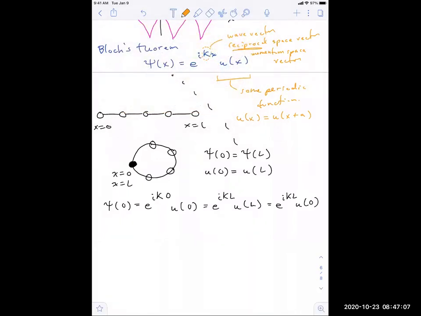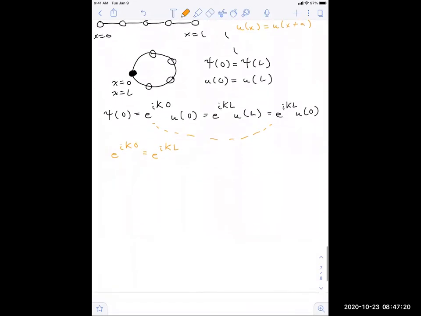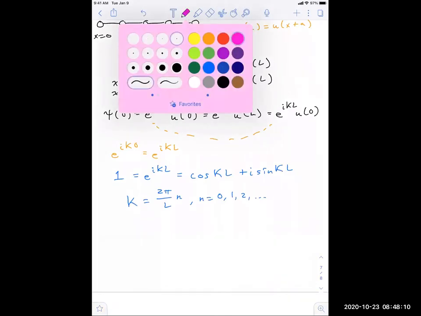And so what that says is that e to the i k 0 must equal e to the i k L. And then e to the 0 equals 1, so 1 equals e to the i k L. If we invoke Euler's identity, we can change the exponential into a cosine plus i sine of what's in the exponential. And then we have periodic solutions to this expression. That means our allowed values of k are related to 2 pi over L times n, where n can go from 0, 1, 2, etc. So what this tells us is that this wave vector k is quantized.